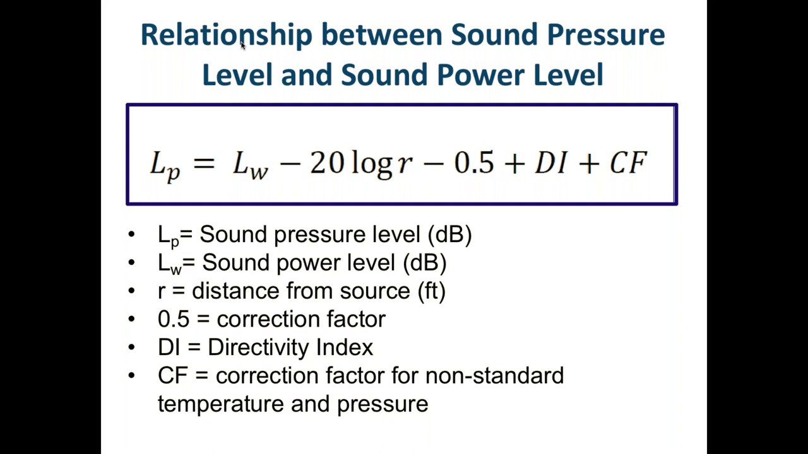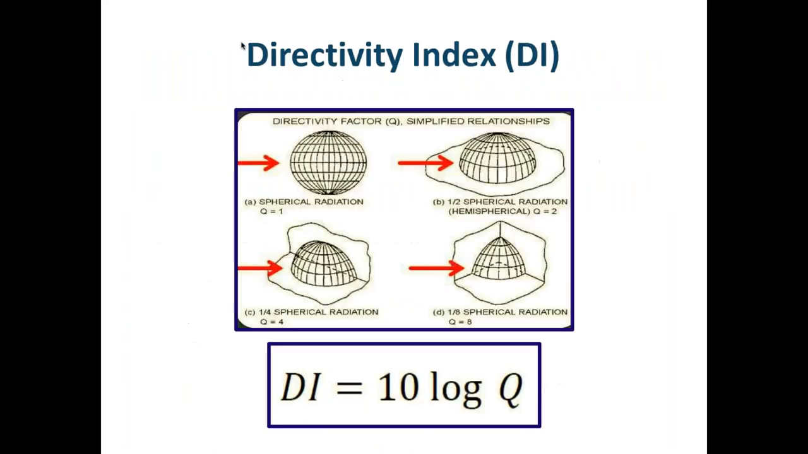But for us, right now we're going to ignore that and just include our correction factor, just a safety factor, and our directivity index. Okay, so what is our directivity index? Well, basically, we're judging how this sound is propagating. These are really simple looks at how the sound is propagating.